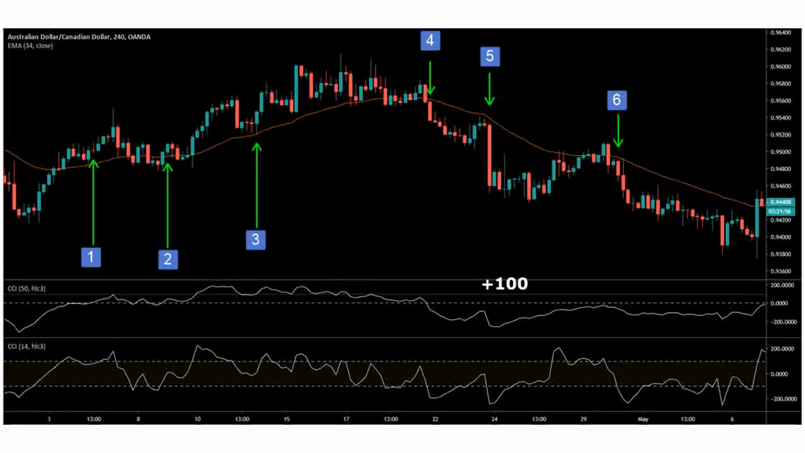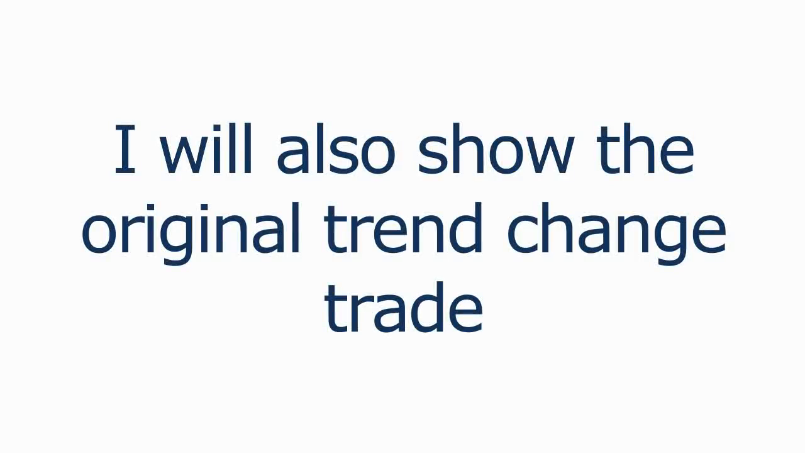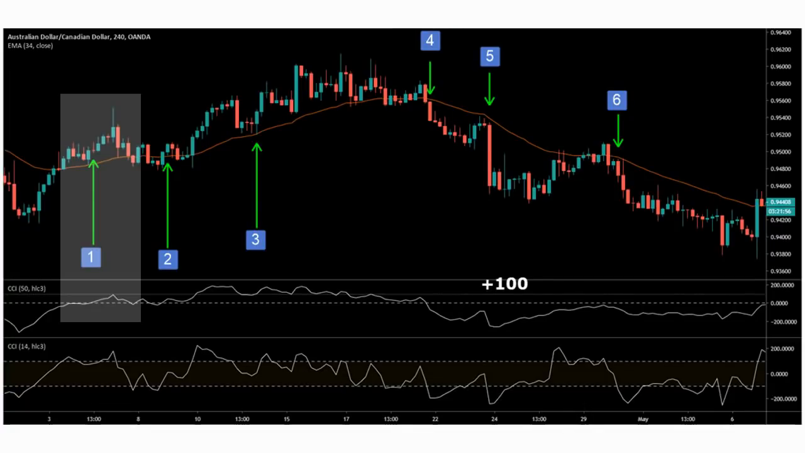And this here is a 4-hour chart of a Forex pair, and it's going to show both longs and shorts. And I'm also going to show the original trades using the trend change method and the pullback style. And number 1, this is our standard trend change strategy, and we did get a push to the upside, but price reversed and the 50 CCI dropped below the zero level.